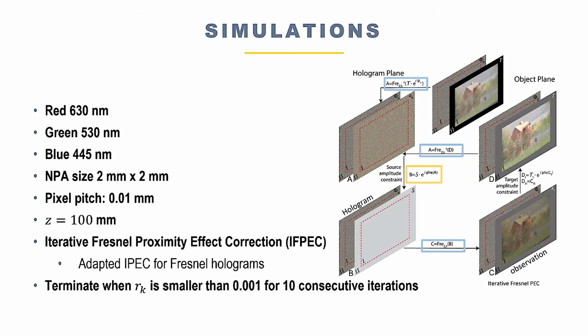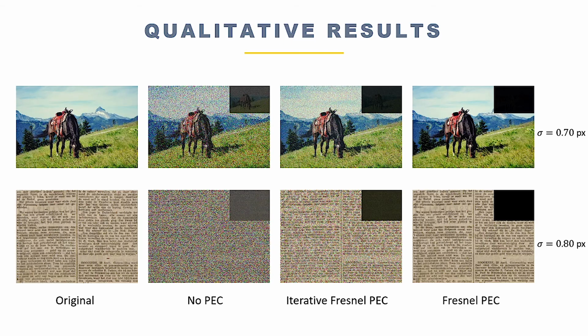We use these parameters to specify the Fresnel propagation, including the wavelength, the size of the NPA, the pixel pitch, and the propagation distance. As a baseline to compare the FPEC method to, we adapt the IPEC method from Song et al. 2020 to the Fresnel hologram as well. We refer to this method as the iterative Fresnel PEC, or IFPEC.